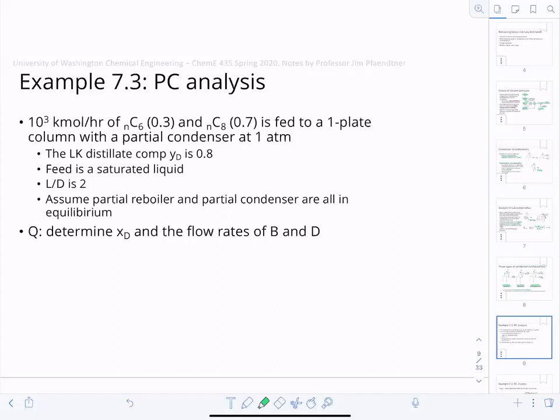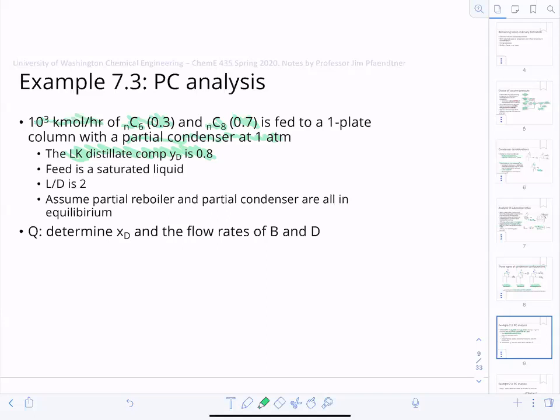So 1,000 kilomoles per hour of what we call NC6, that's a straight chain alkane, and NC8 is fed to a one plate distillation column. And we have the ZF values there, the mole fractions of the feed, a 30-70 mixture. And the system is running with a partial condenser at one atmosphere. So we're given that the light key distillate component is 0.8 mole fraction, YD. Remember, it's a partial condenser, so we're taking off a vapor fraction here.